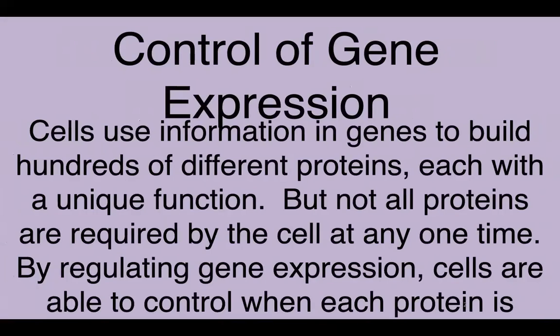Cells use information in genes to build hundreds of different proteins, each with a unique function, but not all proteins are required by the cell at any one time. By regulating gene expression, cells are able to control when each protein is synthesized, or made, or produced. I mentioned this in the last chapter when I talked about the purpose of protein synthesis.